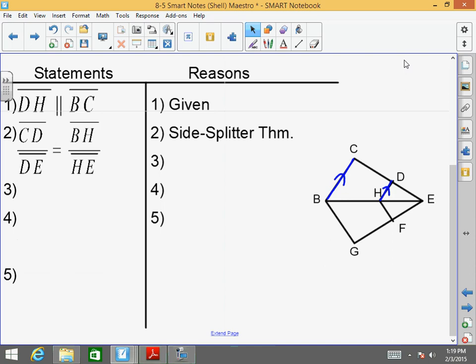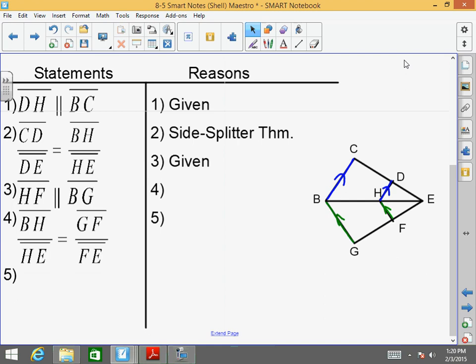Then I'm going to use my next given. HF is parallel to BG. I'll do that in green. HF is parallel to BG. Okay? Since these two guys are parallel, now I can say that GF to FE is proportional to BH to HE because of side splitter.